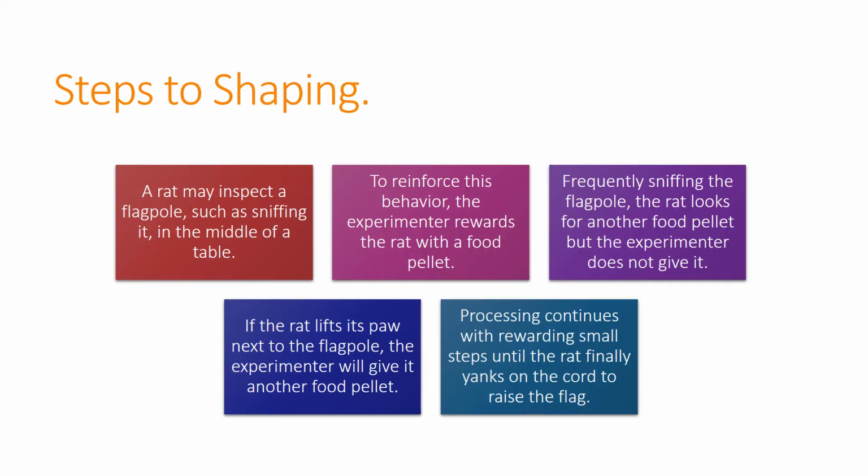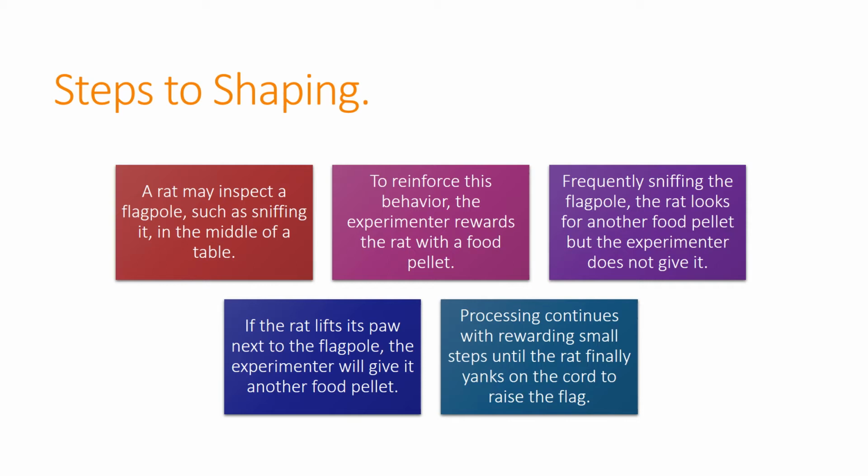So let's just kind of talk through this a little bit. So let's say that maybe we have a rat in a box, and we have a flagpole in the middle with a cord, and the rat kind of walks around the box, and it may inspect the flagpole, maybe walks up to it a couple of times, sniffs it. So to reinforce the rat to go up to the flag to sniff it the next time, the experimenter may reward the rat with a food pellet. Now, the next time, or the next couple of times, the rat keeps going up to the flagpole and sniffing it and looking for the food pellet, but this time the experimenter does not give it.